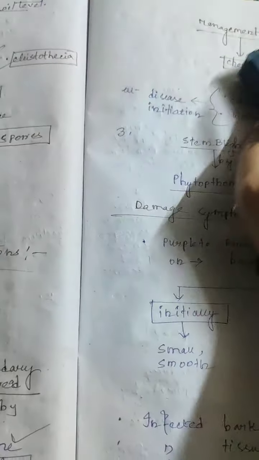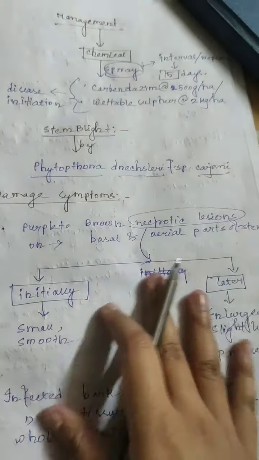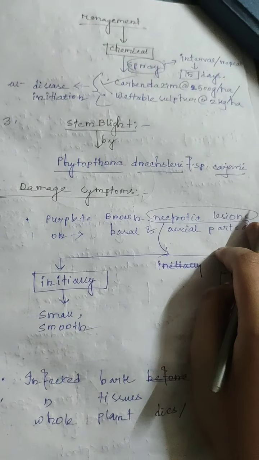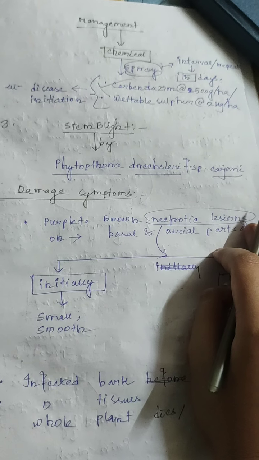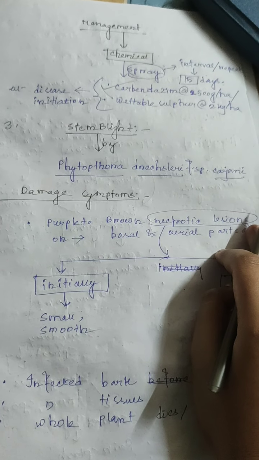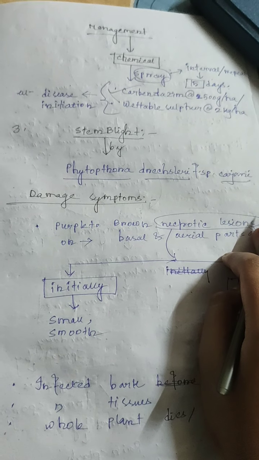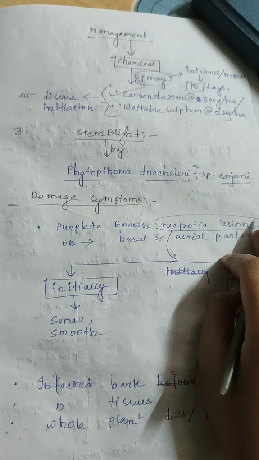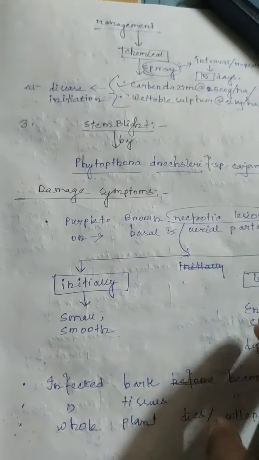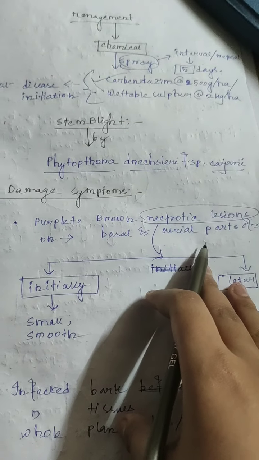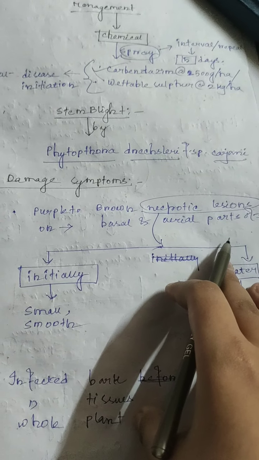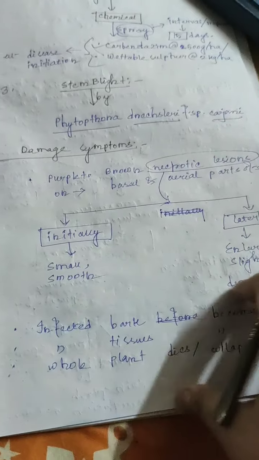Management: only chemical control. You can spray carbendazim at the rate of 500 gram per hectare or wettable sulfur at the rate of 2 kg per hectare. Spray at disease initiation, and the interval of repetition of spraying is 15 days.